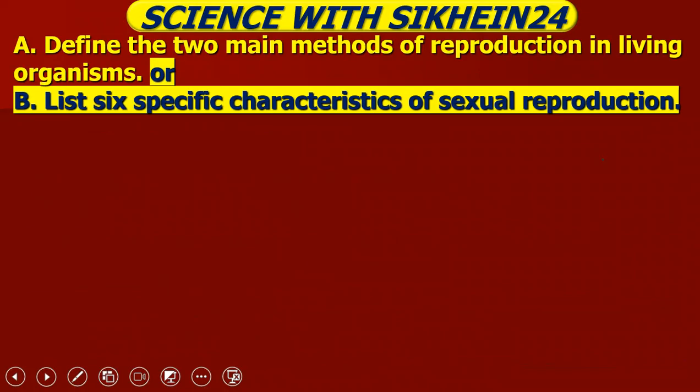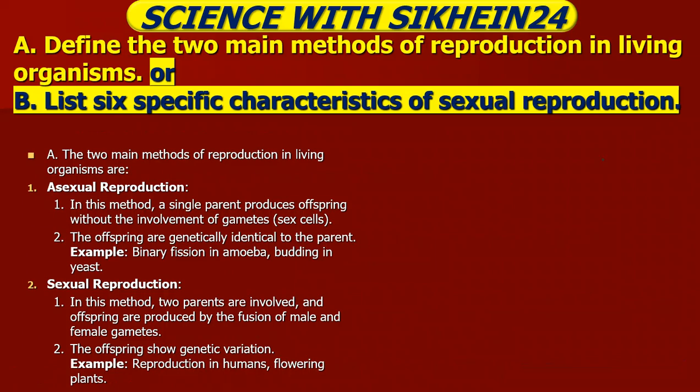Next question on your screen. A. Define the two main methods of reproduction in living organisms. Or B. List 6 specific characteristics of sexual reproduction. So you can choose A or B, but I am giving you both answers, right? First, the two main methods of reproduction in living organisms are asexual reproduction and sexual reproduction.